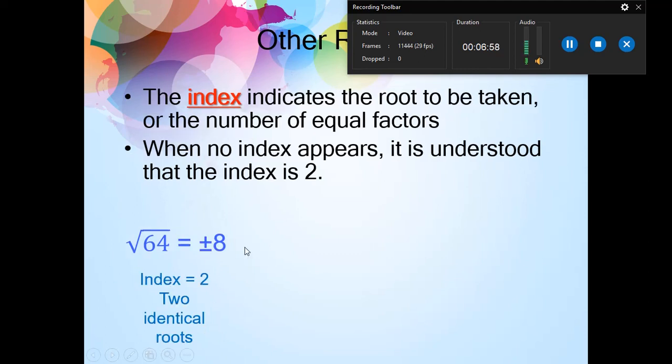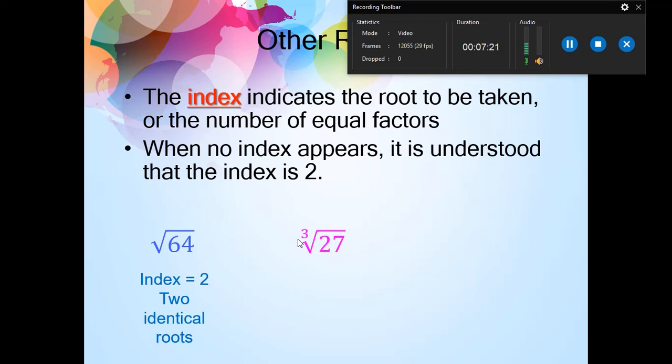So the values are positive or negative 8. You can see right here, I said that the index is 2, and that means I'm looking for 2 identical roots. You can see in the next example, though, I have changed the index, and it's sitting in that elbow. This tells me I want 3 identical roots that would all multiply to create 27.